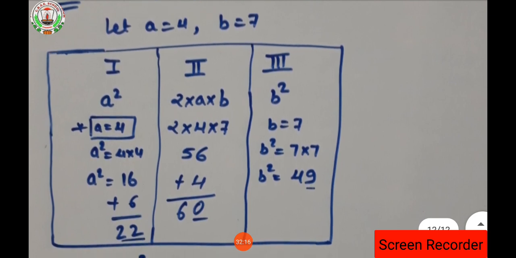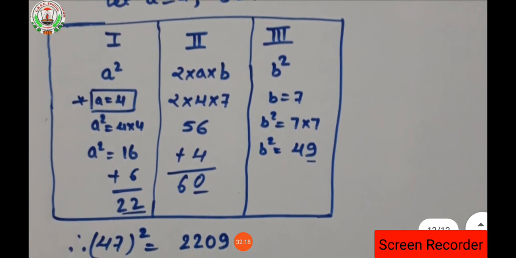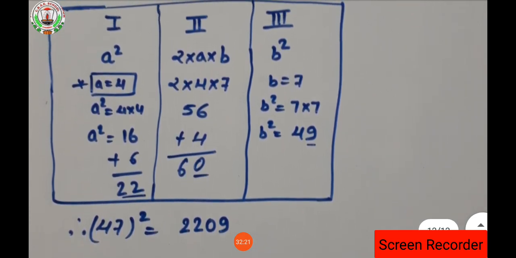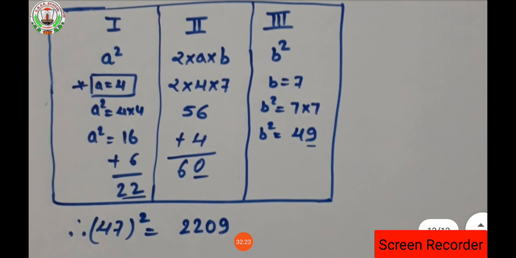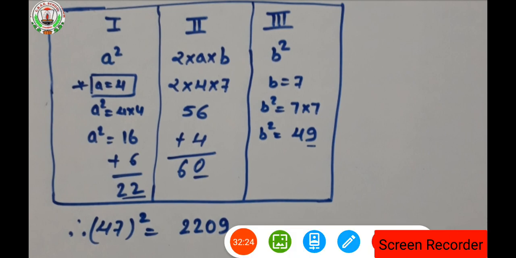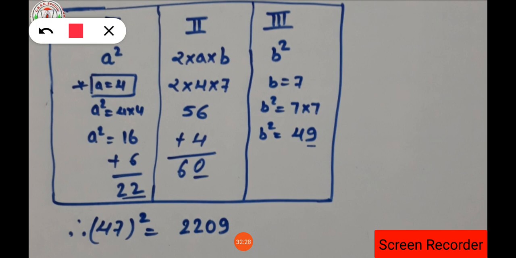So the value of A is 4, isn't it? That means what you have to do? 4 into 4 is how much? As the value of A is 4, A square will be 4 into 4, 16, isn't it? In the same way, value of A is 4, value of B is 7, and you have to substitute 2 into A into B. So 2 into 4 into 7 becomes 56.